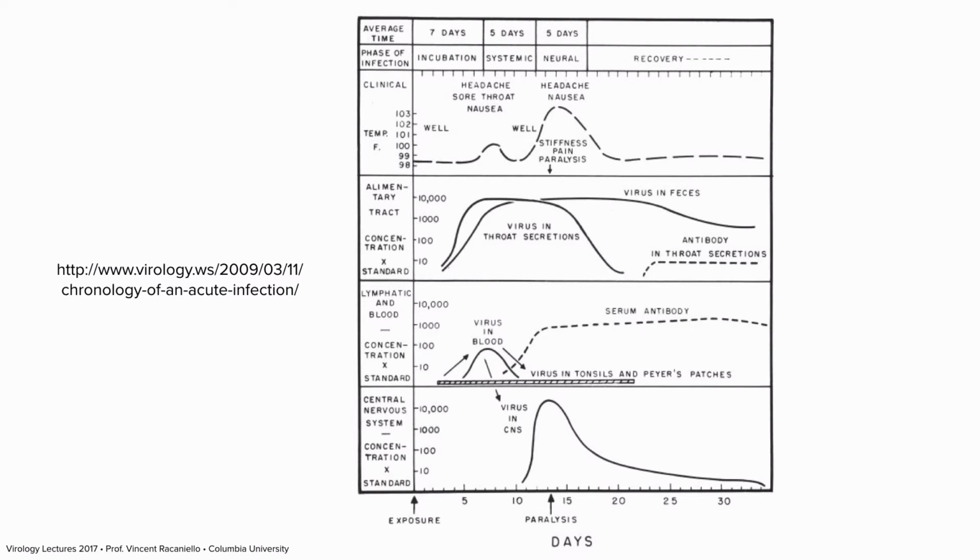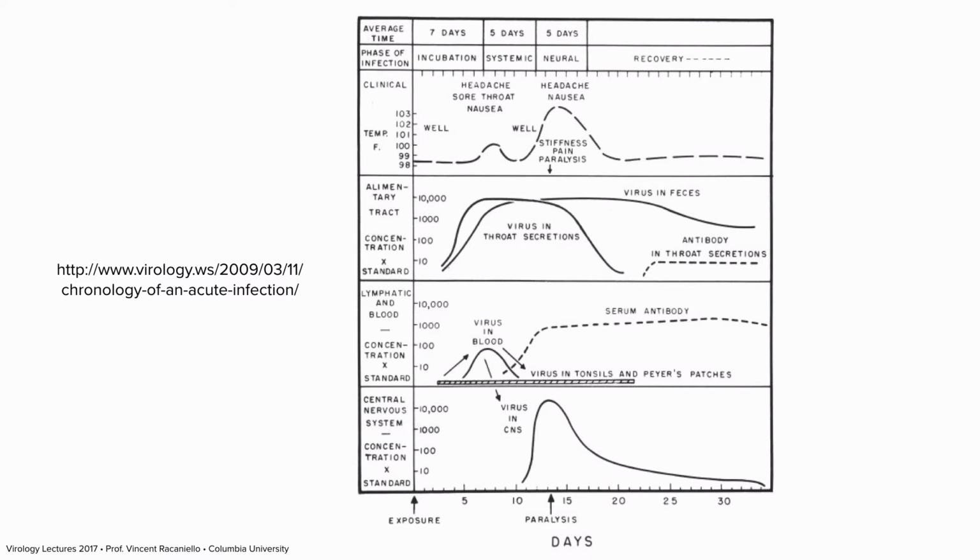Now, in 1 in 100 or so individuals, the infection proceeds into the CNS. Another 5 days of incubation, and then another spike, a higher spike of temperature, accompanied by headache, nausea, stiffness, pain, and in some cases paralysis. So that is full-blown poliomyelitis. And that's accompanied, if you go all the way down to the bottom panel, by virus in the central nervous system. All right, so it gets there in these individuals who get paralyzed. So those who recover probably don't have any virus in their CNS.